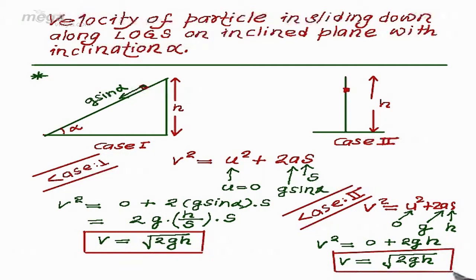So we can say that while sliding over a smooth incline or falling directly downward, the particle achieves the same final velocity if their initial heights were the same.